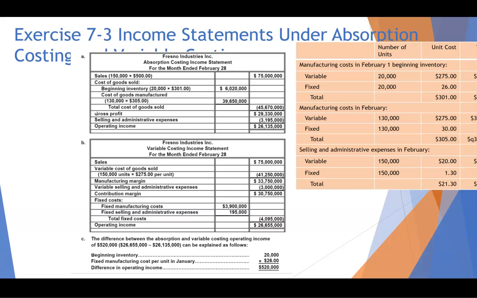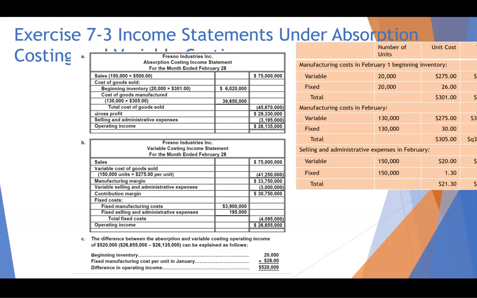So for 2 months here, we've got the same sales. Using the absorption method, we're going to show the inventory and the cost of goods manufactured. All of that. Cost of goods sold here is $45,670 for a gross profit under the absorption method of $29,330,000. Then we've got our selling and admin to give us operating income of $26,135.